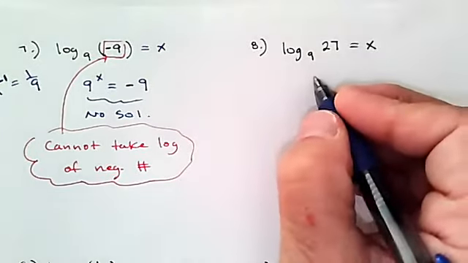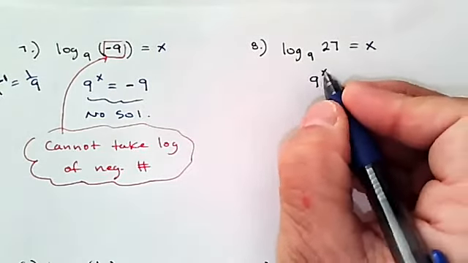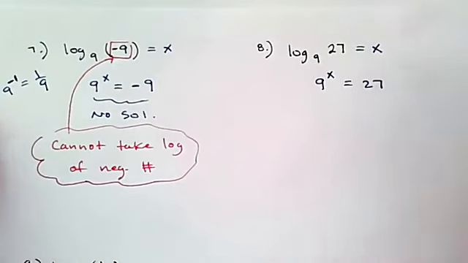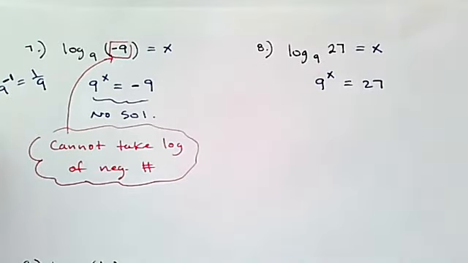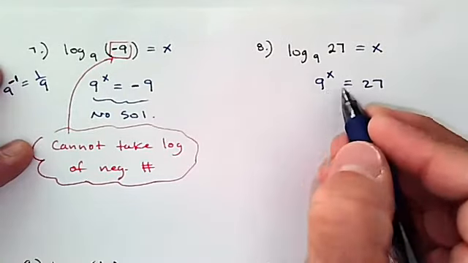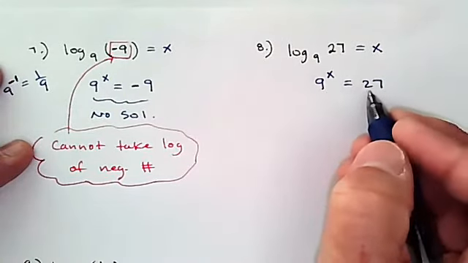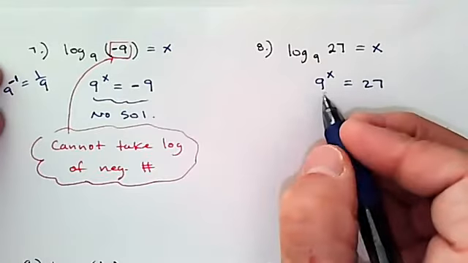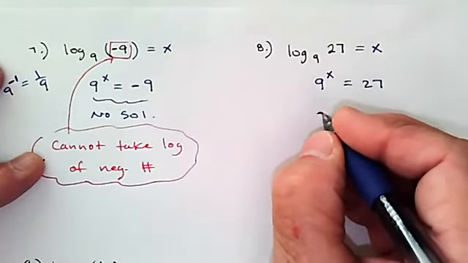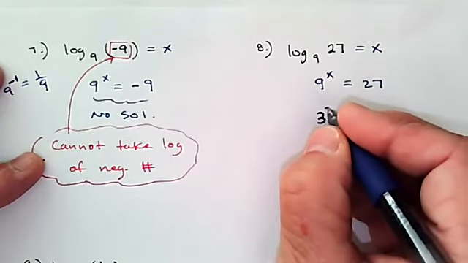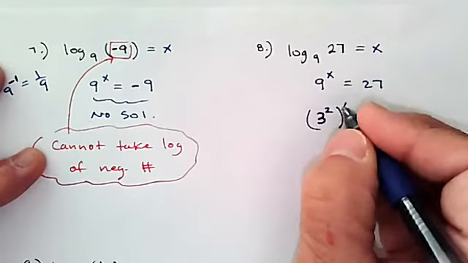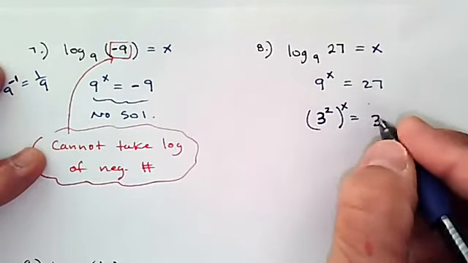So that's why it's helpful to know you can write this out. 9 to the x equals 27. And the idea behind solving this, as we did on a previous problem, is to try to make both sides of the equation have the same base. You'll notice that 9 and 27 are both powers of the same number, which is 3. 9 is 3 squared. 27 is 3 cubed.